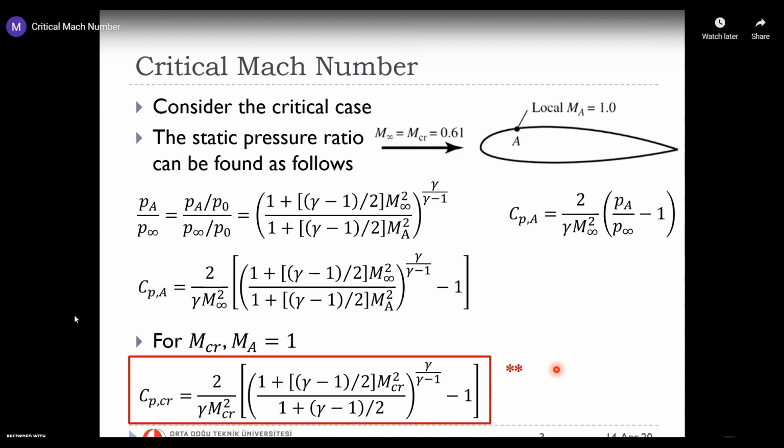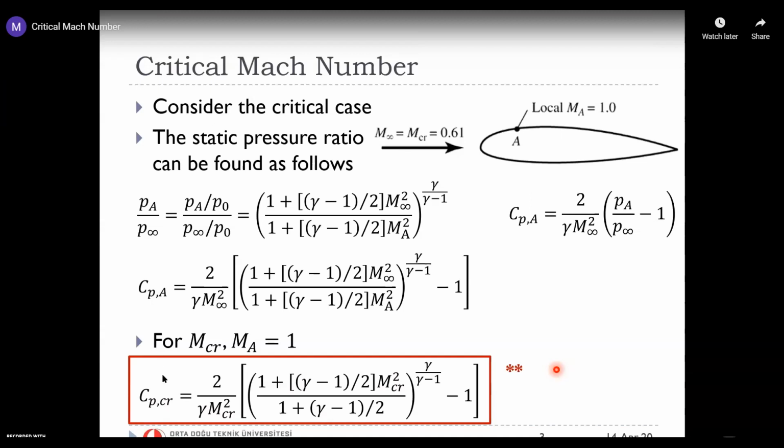In fact, for higher angles of attack, at the minimum suction location, we would have higher Mach numbers. So basically our critical Mach number gets reduced at higher angles of attack in reality. Okay. Thanks, sir.